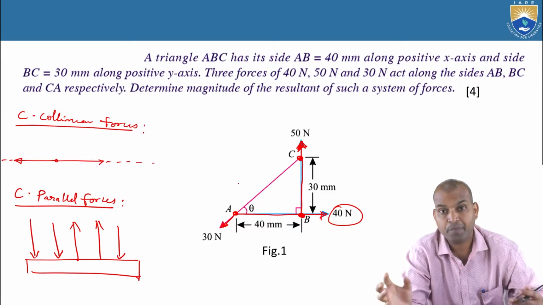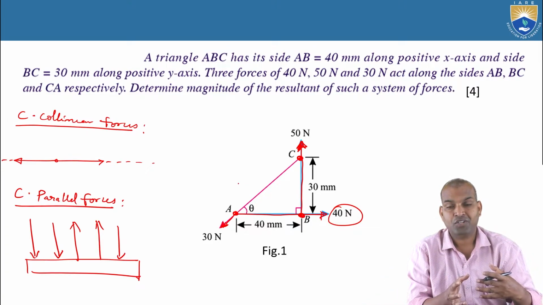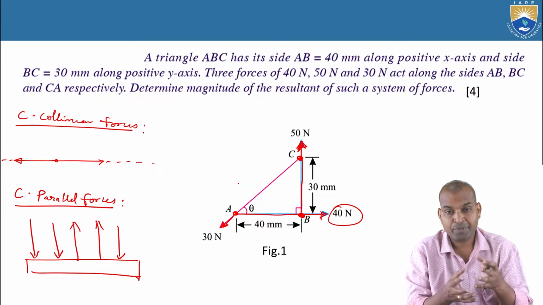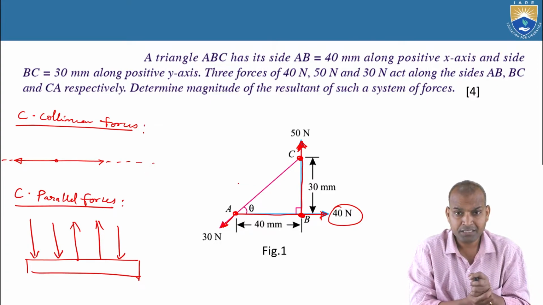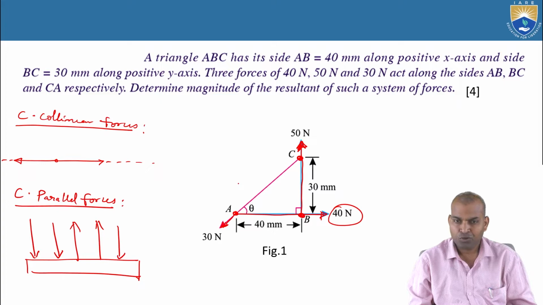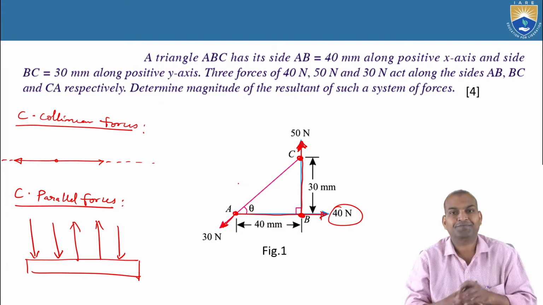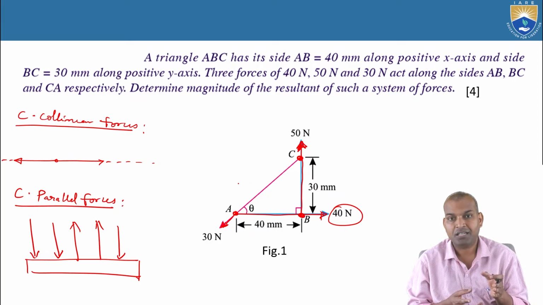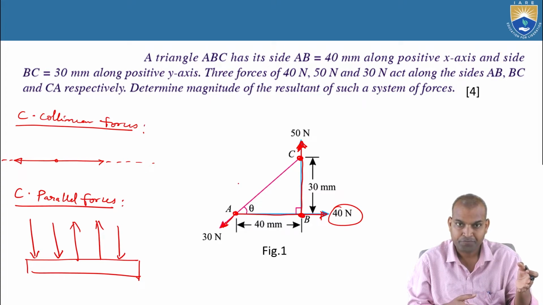This is the combination of a non-concurrent non-parallel force system, and it is not at all collinear also. So the system of force mentioned here is coplanar, non-concurrent, non-parallel, and one more thing, non-collinear force system. This type of force system is not at all mentioned in the system of forces, the type of system of forces descriptions we have learned.